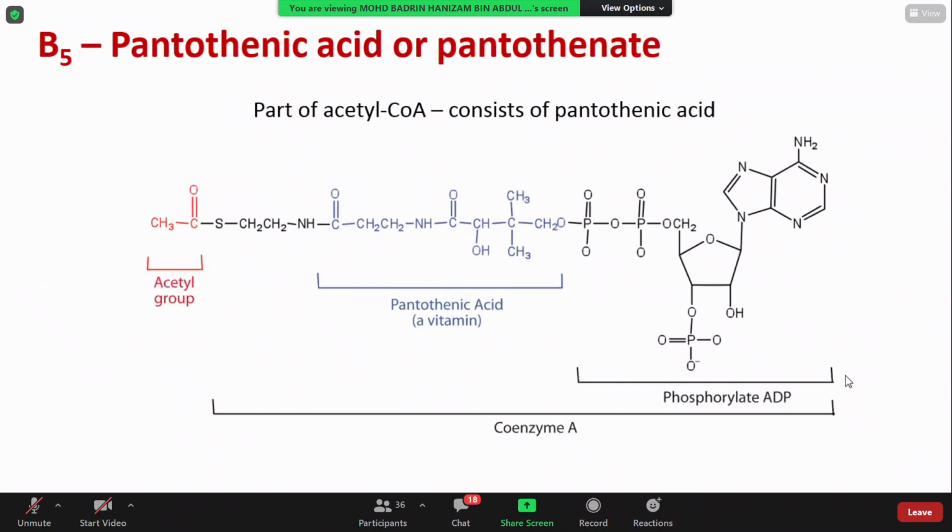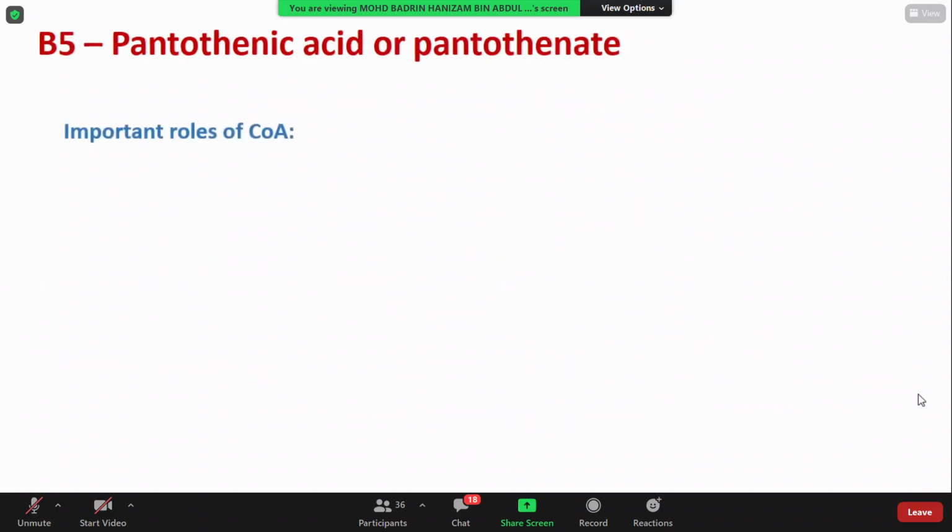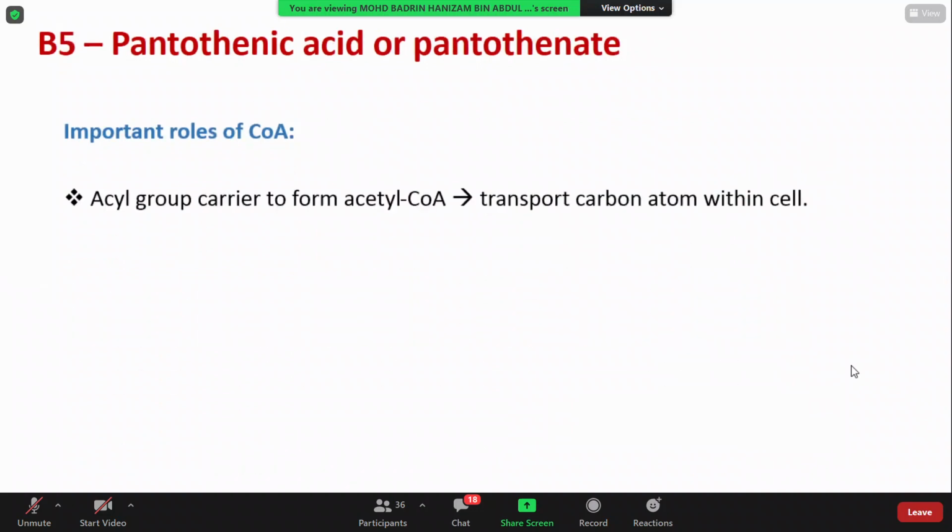So this is the acetyl coenzyme A structure. The coenzyme A structure contains pantothenic acid in the middle of the structure, an acetyl group attached to one end, while phosphorylated ADP at one end. So in all, it makes up coenzyme A. Important roles of coenzyme A: acetyl group carrier to form acetyl-CoA, transport carbon atoms within the cell.